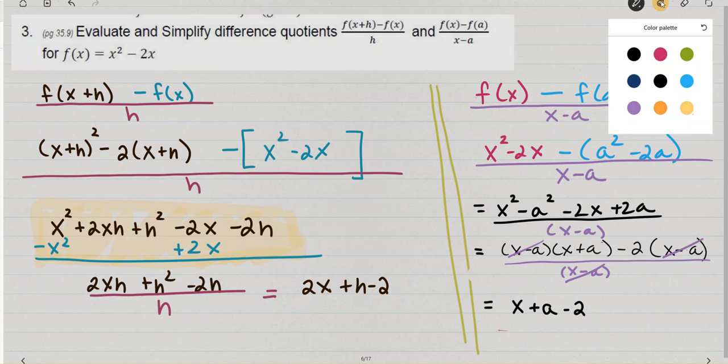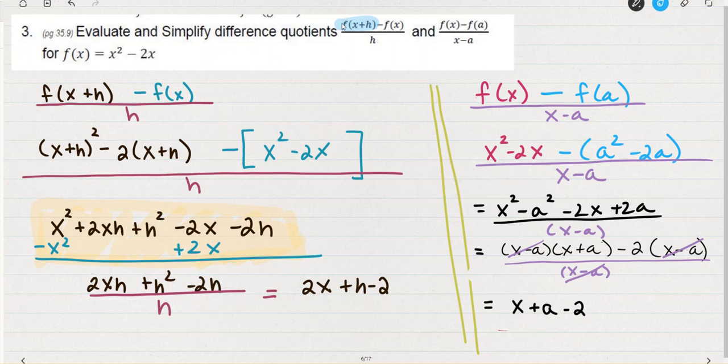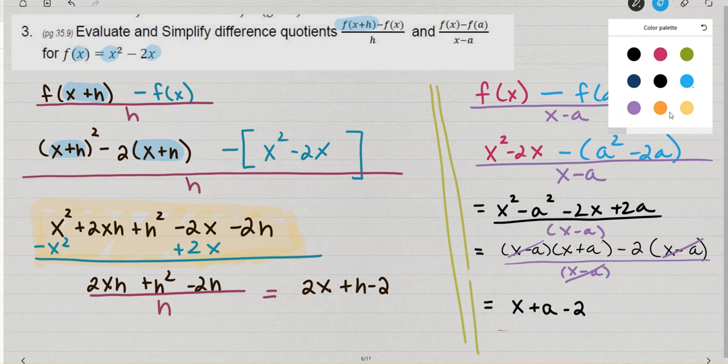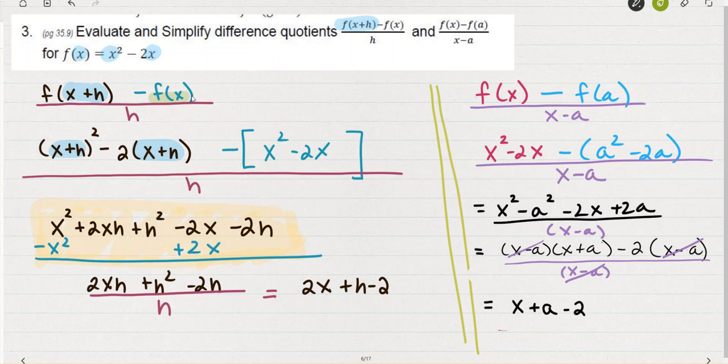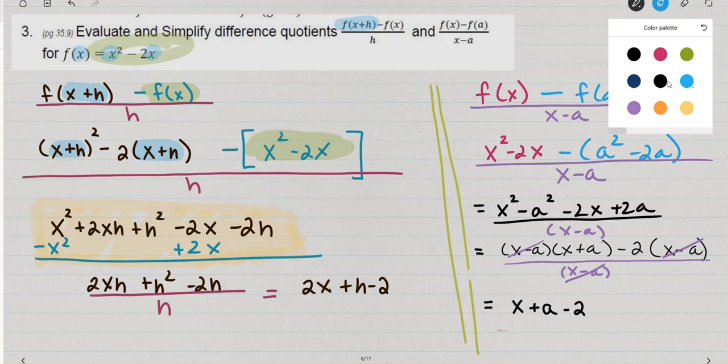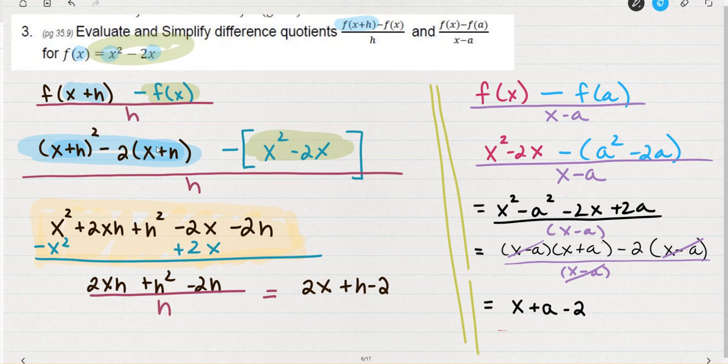What we have going on here is f of x plus h. So I replace the x with x plus h. That's x plus h squared minus 2 times x plus h. So I replace the x with x plus h. And then when I subtract f of x, I'm subtracting this whole x squared minus 2x. So it's going to look like this in the black part, the x plus h quantity squared minus 2 times the quantity of x plus h.